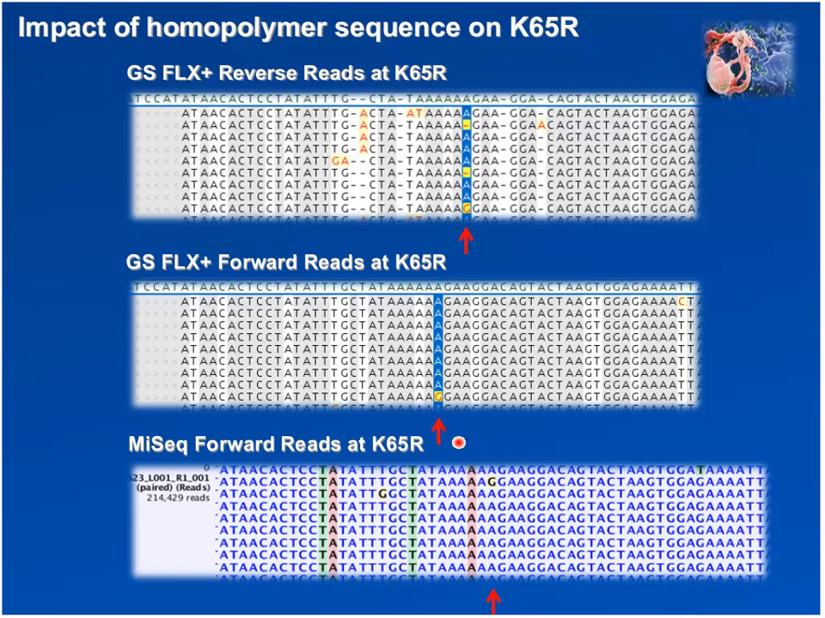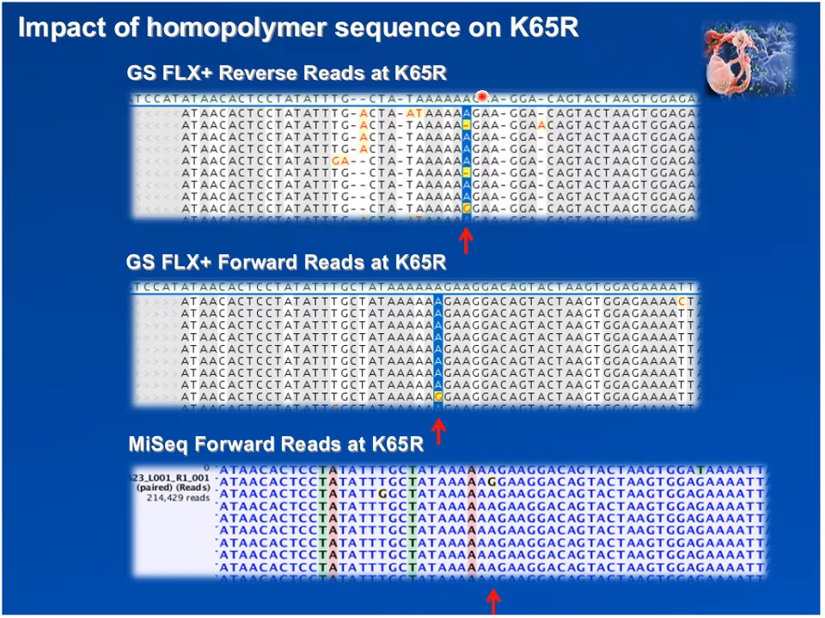By contrast, down here at the bottom, this is another alignment showing you MiSeq reads and the K65R region, and you can see there are no insertions and deletions there as well. So we don't exclude any data when reporting K65R variant frequencies from the MiSeq data.